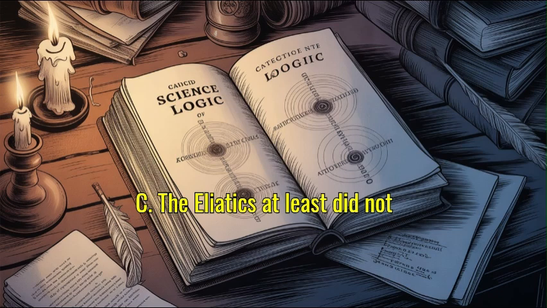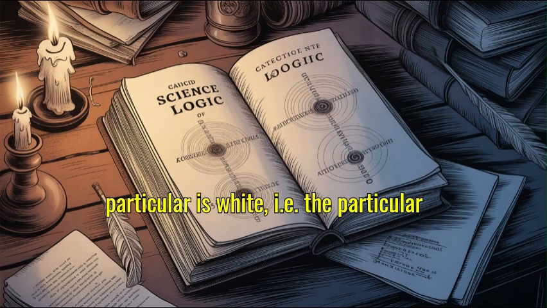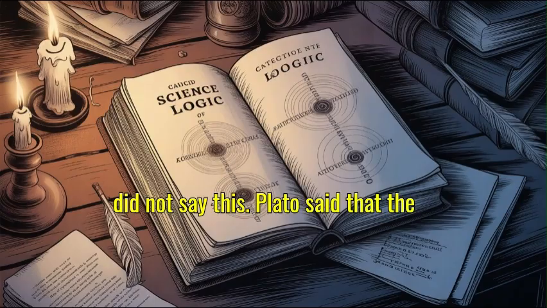See, the Eleatics at least did not say that it is because of it that there is whiteness somewhere due to which the particular is white, i.e. the particular is because of the universal. The Eleatics did not say this.